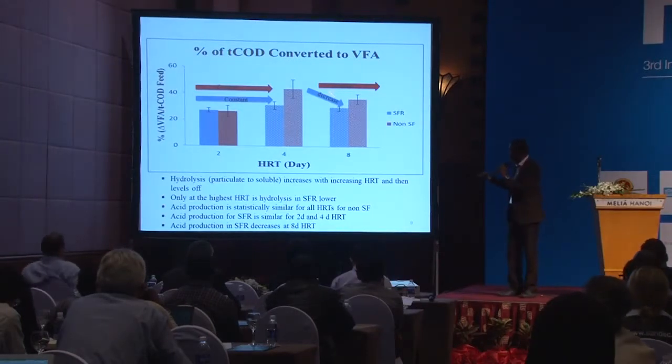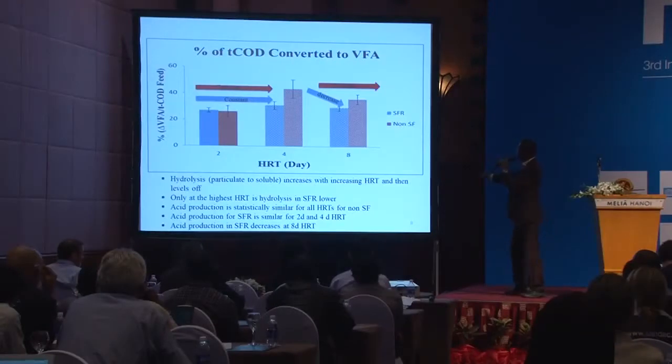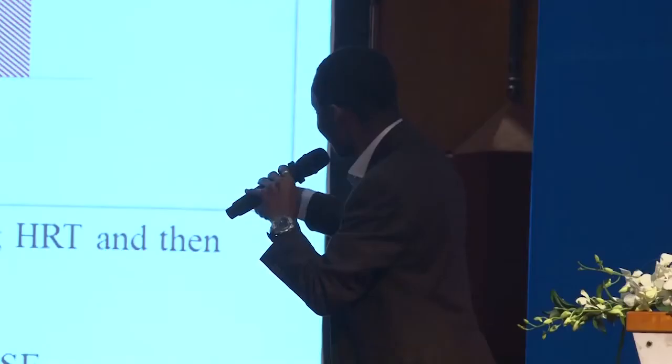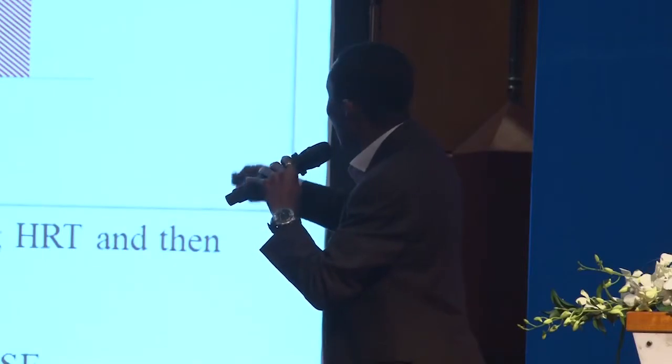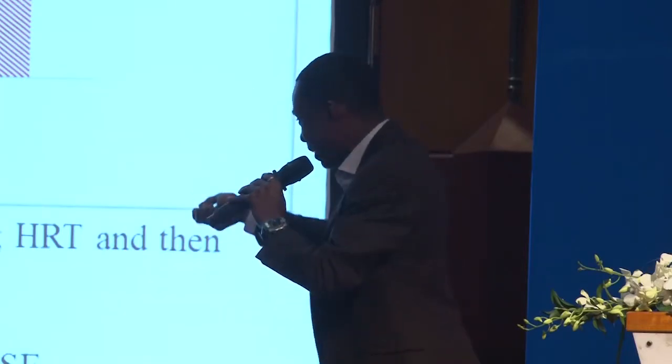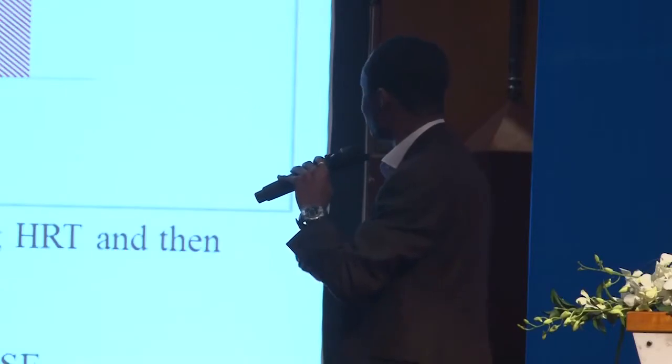Another thing I want you to take home or look at carefully is that you look at this graph and you realize that these two, 4D HRT and 8D HRT, stand out because they look different. The reason is that here I'm comparing the step feed, which is the blue, and the non-step feed, which is the red. At 4D HRT, the step feed is slightly less than the non-step feed reactor configuration. At 8D HRT as well, we have a lower volatile fatty acid production in the step feed than in the non-step feed reactor configuration.